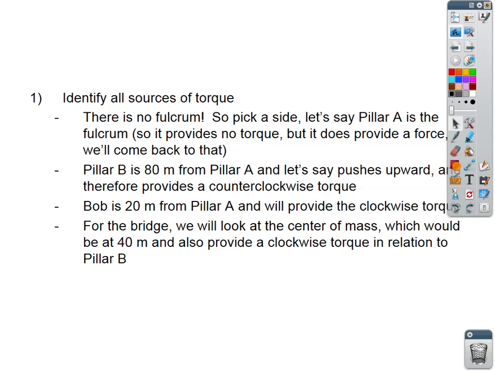So, step 1, identify all sources of torque. But again, initially we go, oh no, there's no fulcrum. So my suggestion is don't pick the center. The center is going to be tough. Pick a side. Let's just say pillar A is where the fulcrum is. Okay? So everything's going to rotate around pillar A. This is the fulcrum, our pivot point. Everything's going to rotate either counterclockwise or clockwise around this particular pillar A. We draw everything out. Pillar B is 80 meters away, and pillar B is pushing upwards.